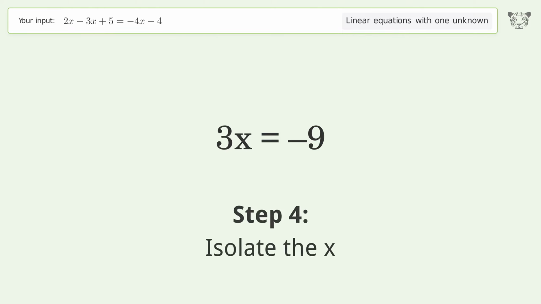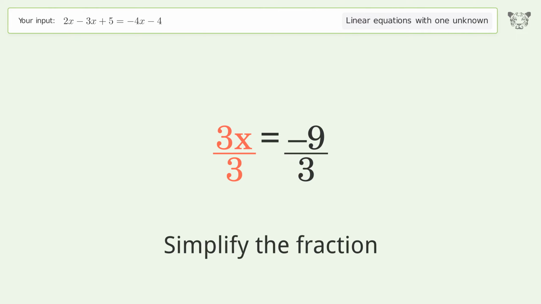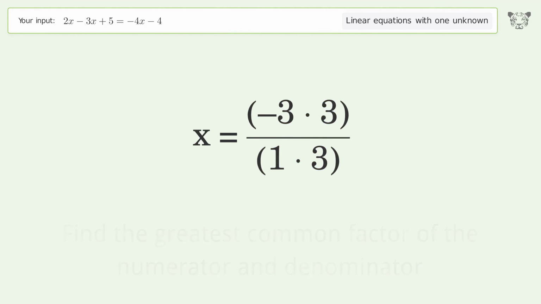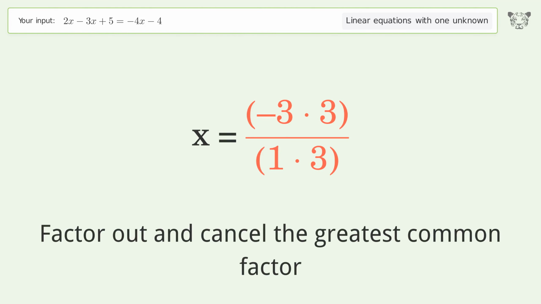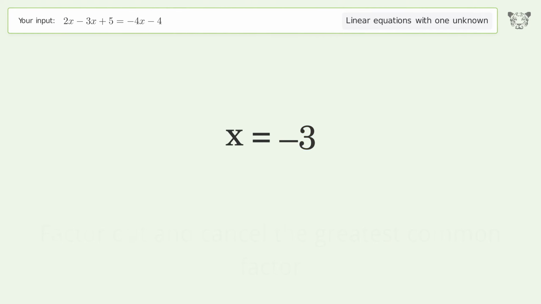Isolate the x. Divide both sides by 3. Simplify the fraction. Find the greatest common factor of the numerator and denominator. Factor out and cancel the greatest common factor. And so the final result is x equals -3.